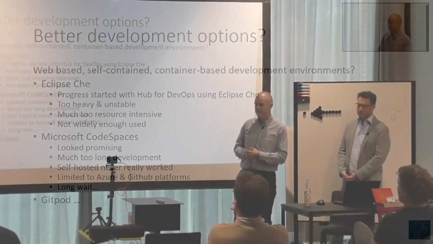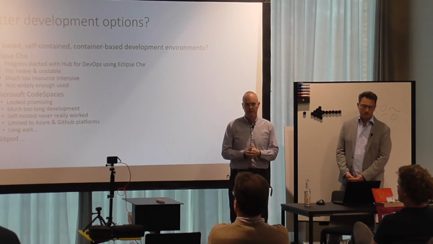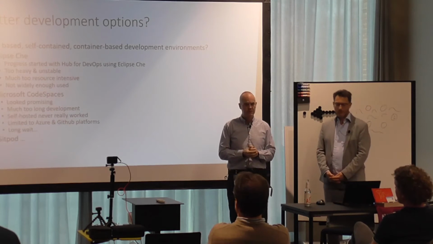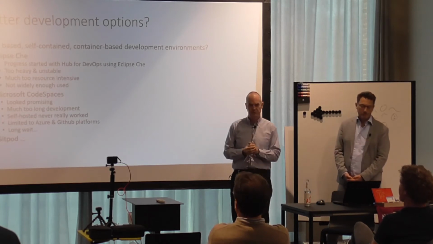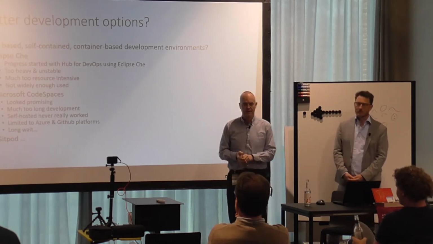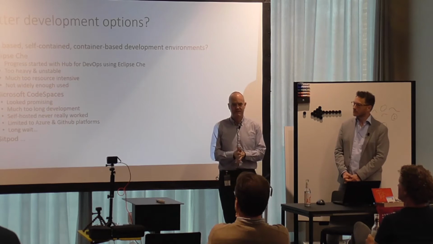And one of the first things that came up with that was actually something called Eclipse Che, which was the next generation of Eclipse. That had a lot of promise, and Progress actually spent quite a bit of effort building the Hub for DevOps product, but I'm actually not really sure what happened with that.